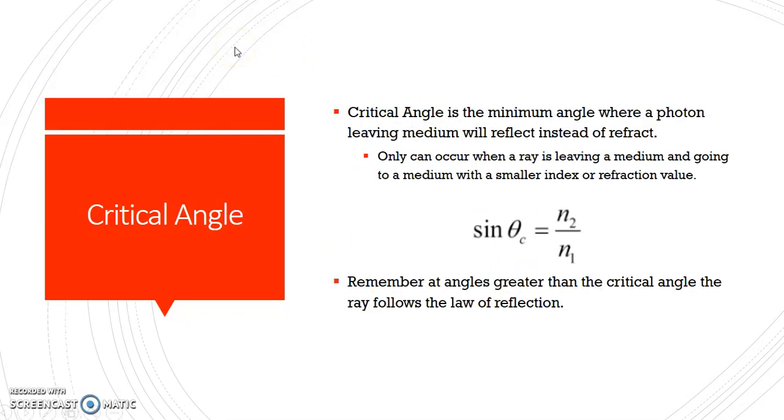The critical angle is the minimum angle where a photon leaving a medium will reflect instead of refract. This can only occur when a ray is leaving a medium and going to a medium with a smaller index of refraction value. So remember, at angles greater than the critical angle, the ray follows the law of reflection, which is what we have been talking about earlier in the module.